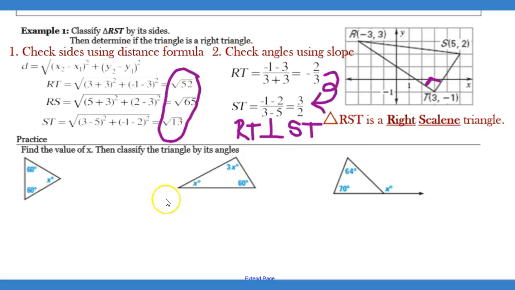Okay, down here I've got 3 practice questions for you to try. So go ahead and pause the video for just a moment, try to work out the problems, then check your answers.